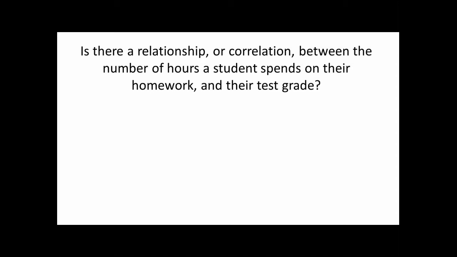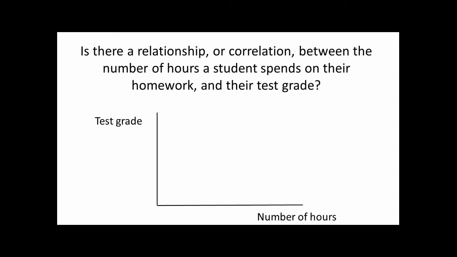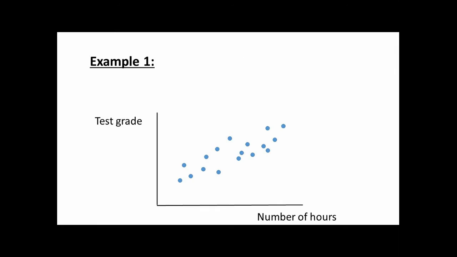To answer this question, we could make a graph for number of hours as the independent variable on the x-axis and test grade as the dependent variable on the y-axis. Then construct a scatter plot showing students' homework hours and test grades. As we might expect, there appears to be a trend where the more hours one spends, the higher the grade. This suggests a positive linear or straight line correlation.